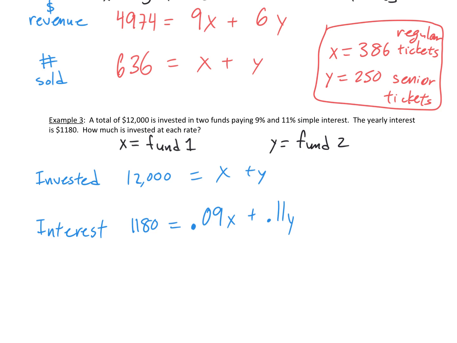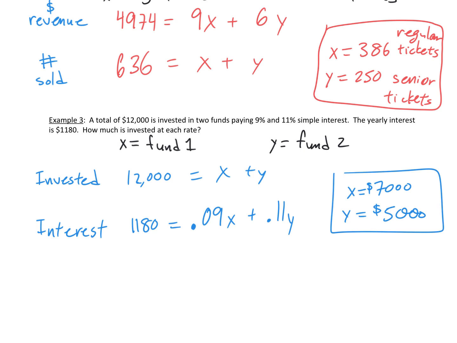All right, same thing. It doesn't matter how you solve it. You can solve it any way that you like, whether that's graphing, Desmos, elimination, or substitution. But whatever method you choose, you should end up with x equal to 7,000 and y equal to 5,000. And there we go. Good luck on your assignment.